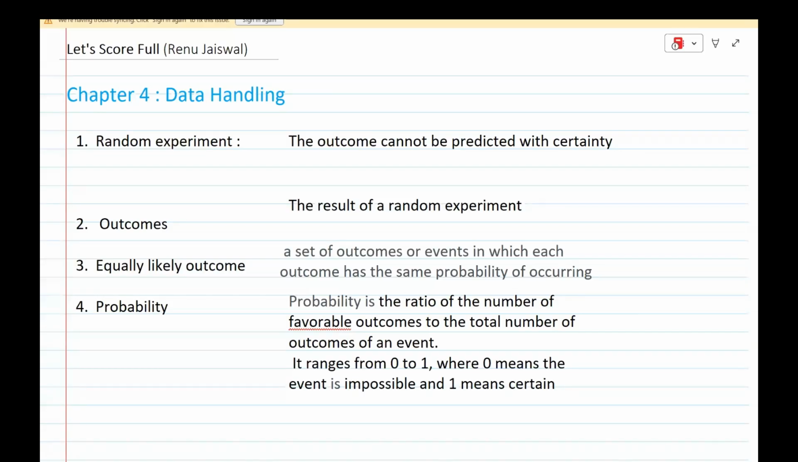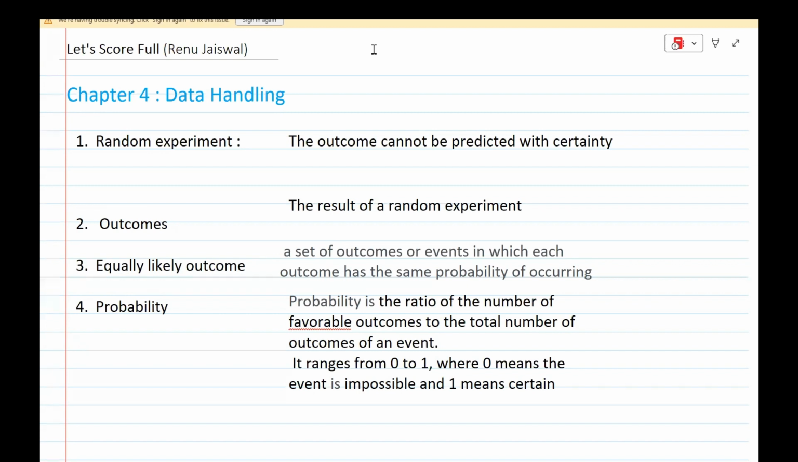Anyways, today we are going to do chapter number 4, data handling part 2. So let's get started. In part 2, we will study a few terms.